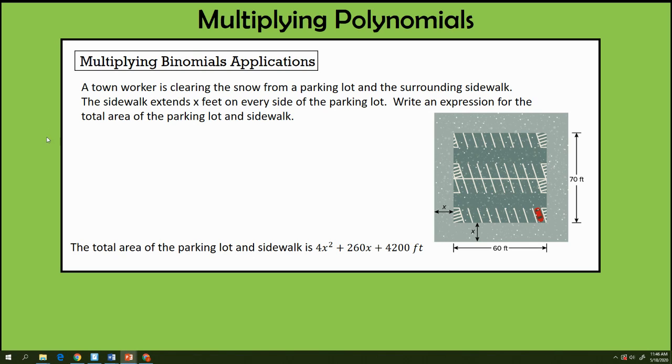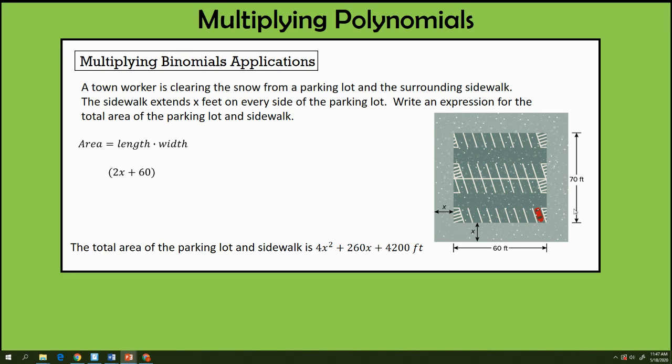All right, so we're supposed to write an expression to represent the area of the parking lot and the sidewalk all together. Since we're dealing with this rectangle here, area is length times width. So we have to represent our length and our width and then multiply those two together. The length of this entire parking lot, we would go X, then 60, and then another X. So the overall length would be 2X plus 60.